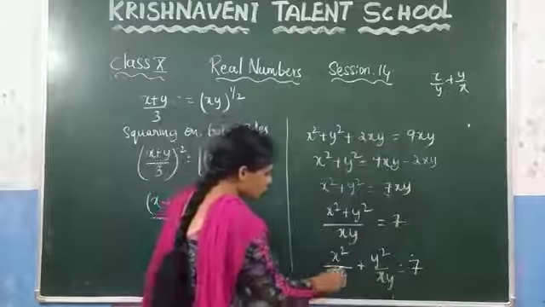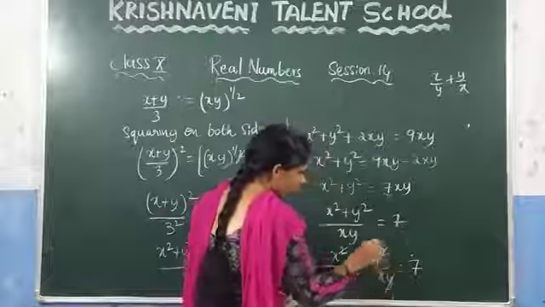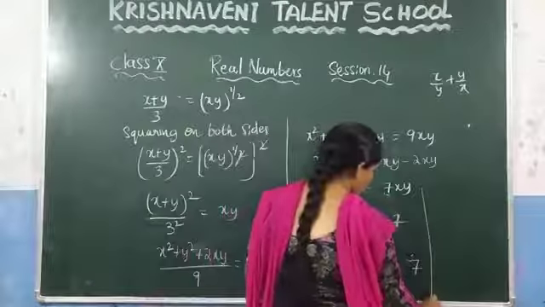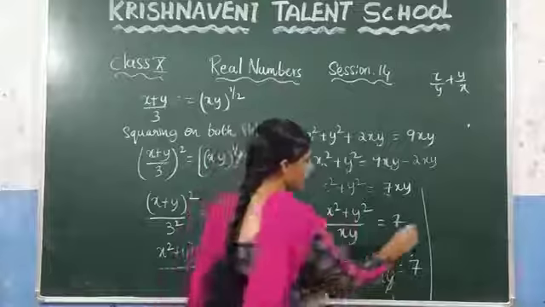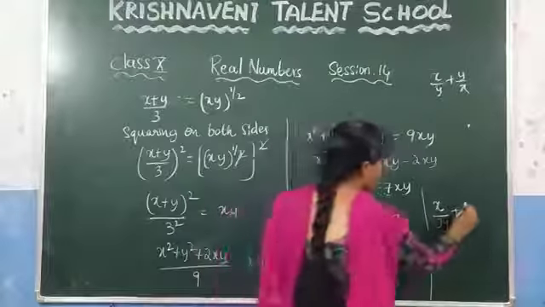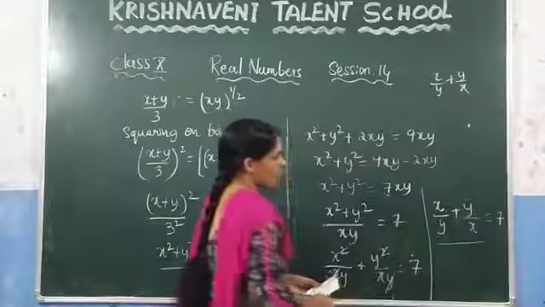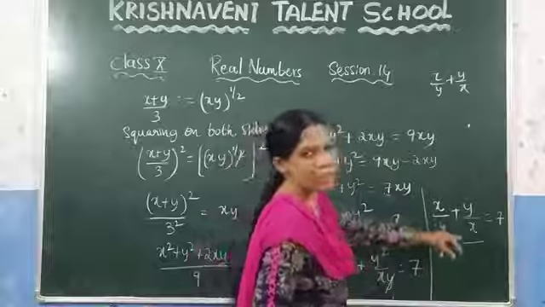So here this 1x will get cancelled. Here 1y and 1y will get cancelled. What is left out here? 1x will be there, x by y, and here 1y will be there, y by x is equal to 7. This value we need to find. What is the value of x by y plus y by x, which is 7.